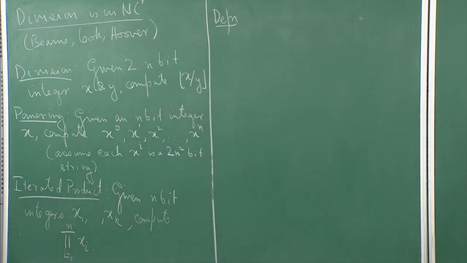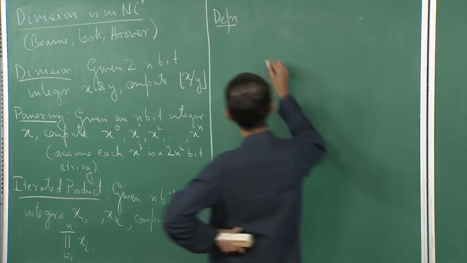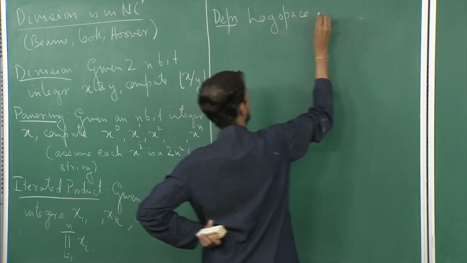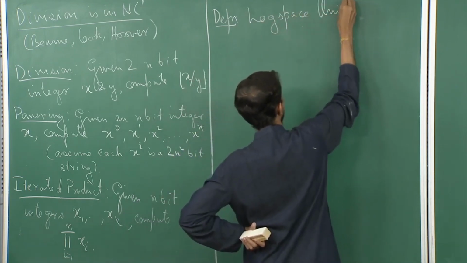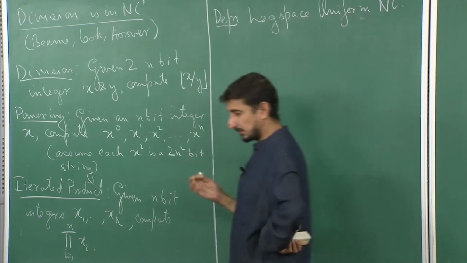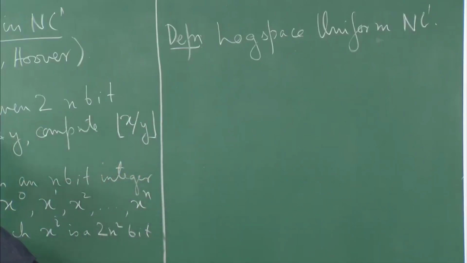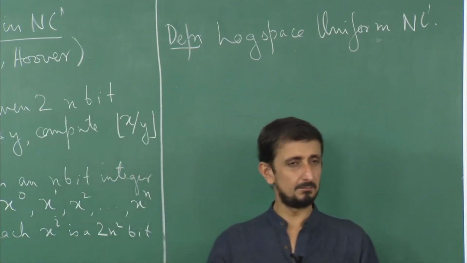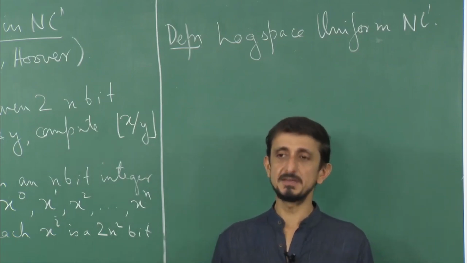First I will define what is log space uniform NC1. NC1 we have seen is the class of functions for which there are log depth circuits of bounded fan-in having polynomial size over AND, OR and NOT, right. What is log space uniform?